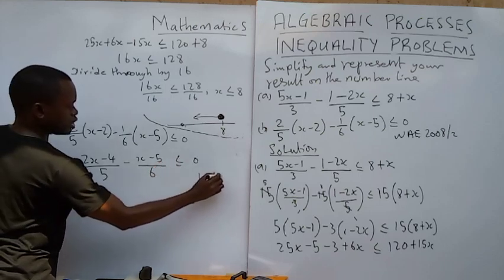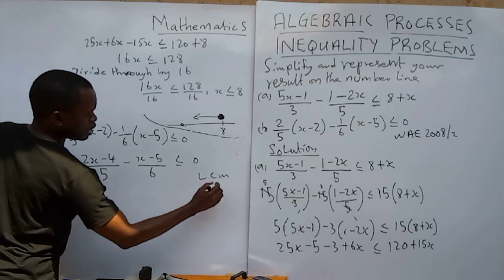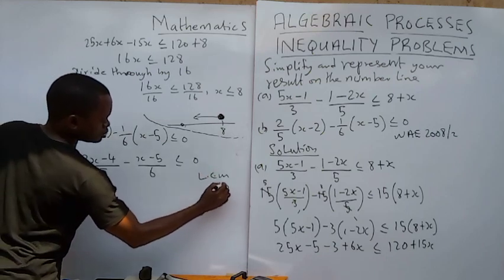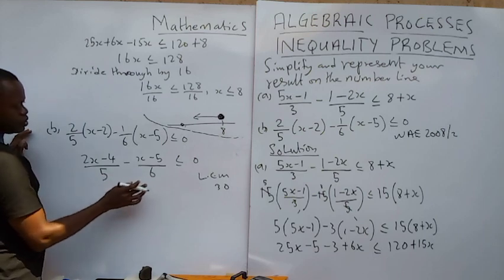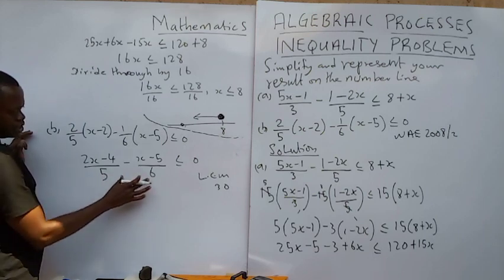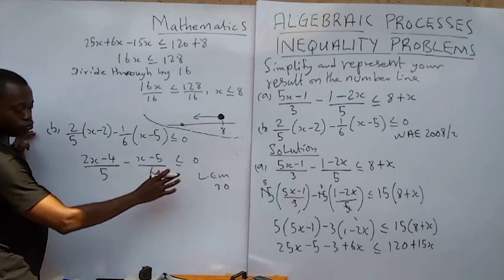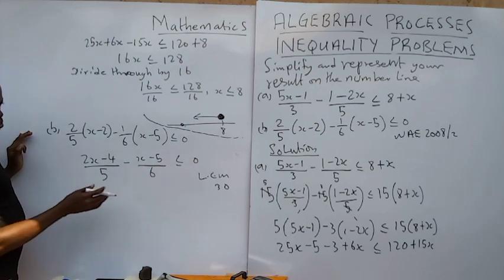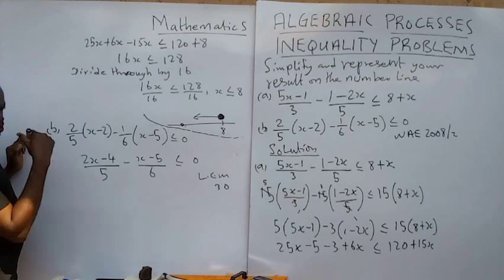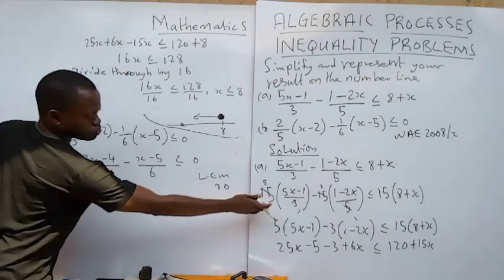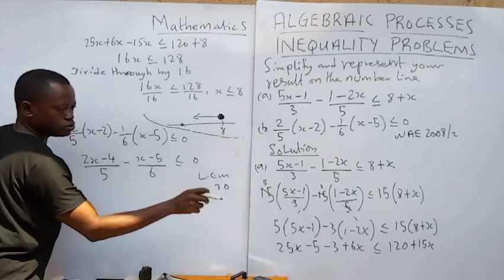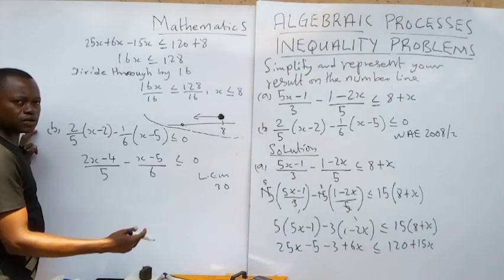So the LCM here is 30, because that's the lowest common multiple of 5 and 6. So I'll use that LCM again to multiply through. All right. So in my own way, okay, let me do something here. I'm trusting God you will understand it. So that it is not just that I have shown you how to use the LCM to multiply through, let me use another method so that at least we can enhance our knowledge.